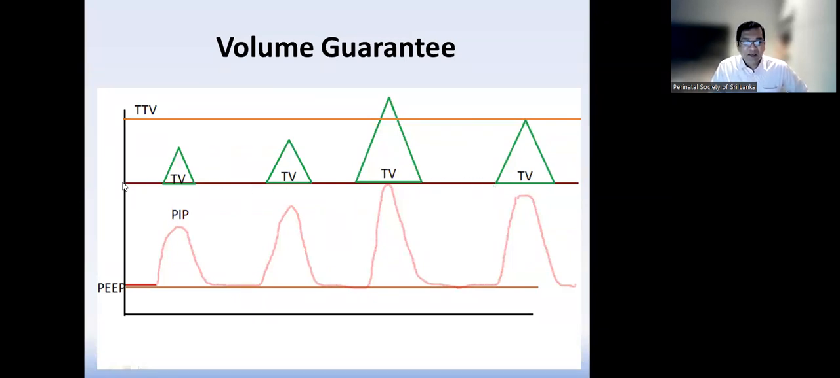Say for example, you can put 26 centimeter water upper limit. With a 26 centimeter water upper limit, the machine will try to deliver. And if the machine can't deliver the required tidal volume below 26 centimeter water, then the machine will alarm. The machine will say, okay, I can't deliver this much tidal volume with the pressure limitation that you have set.